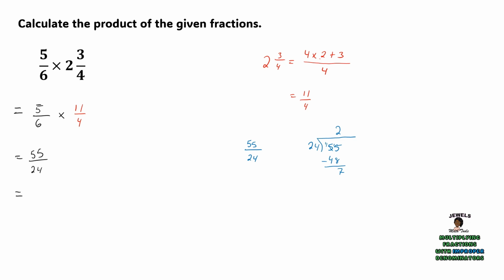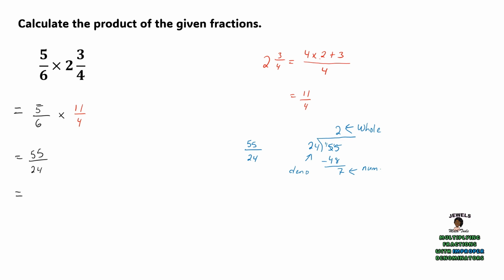Now to convert this information back into your mixed fraction form, remember that our quotient, or the number at the top of our division, will be our whole number. This is the number that you will write big. Your remainder, if there is any, will be your numerator. And the number that you divided by, or your divisor, will be your denominator. So that means the denominator will remain the same.